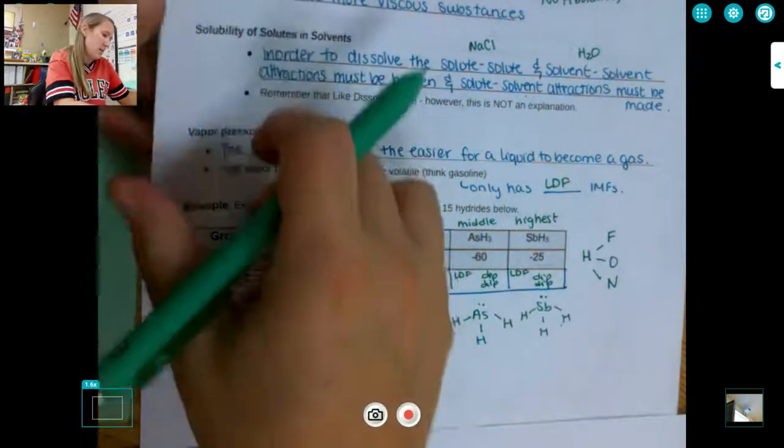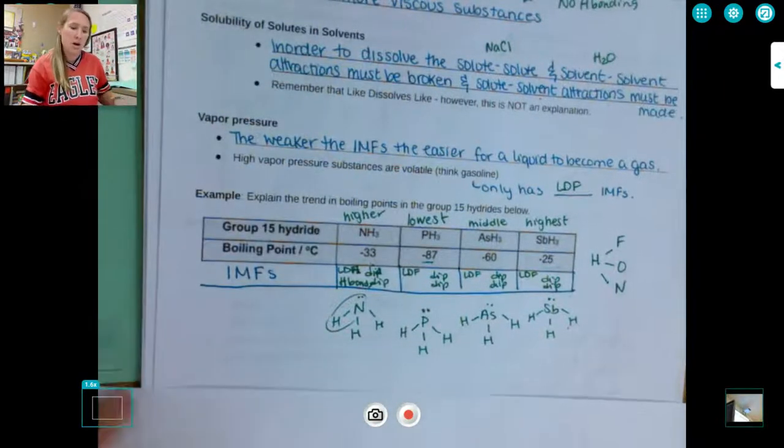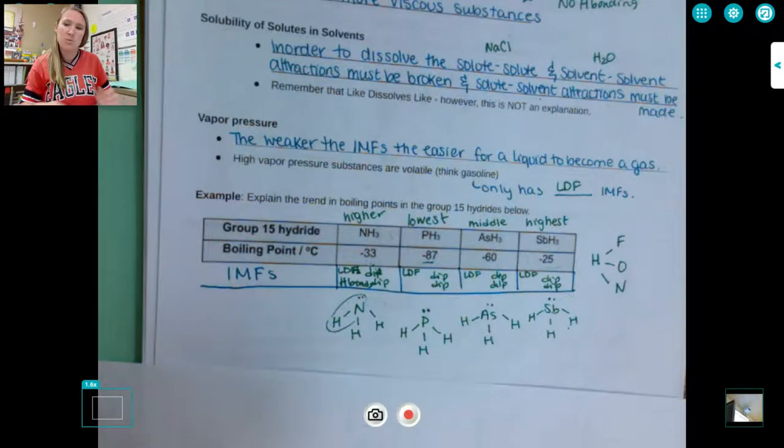And I think, is that the end? Yeah, the next one starts the next type. So there you go, our 3 types of intermolecular forces.